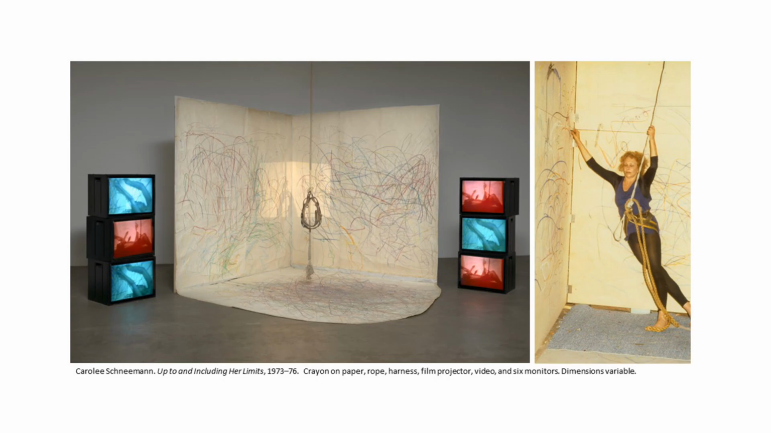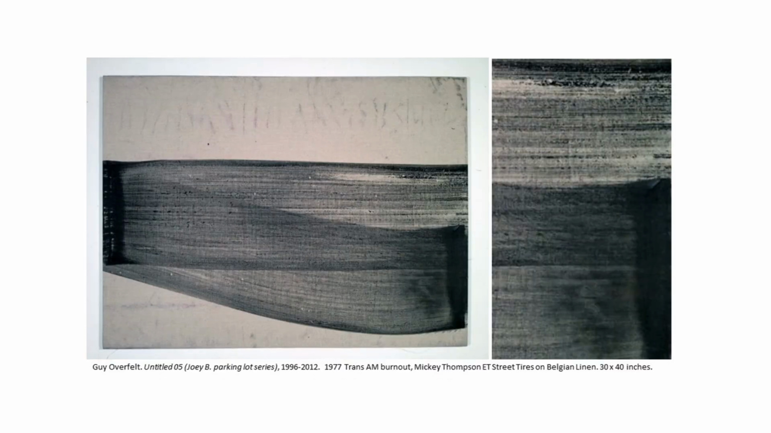In the artwork Up to and Including Her Limits, 1973-76, Carolee Schneemann uses her whole body to create a drawing that is also a performance. You can really use everything as a tool to make drawings, even car tires, such as in this drawing from Guy Overfelt. Notice how the rubber from the tires almost looks like ink. It has so much detail and texture.